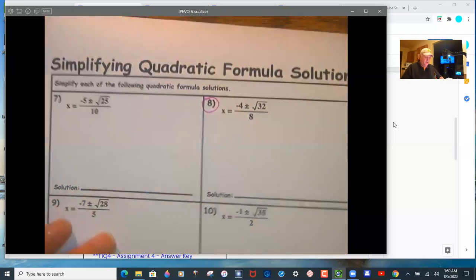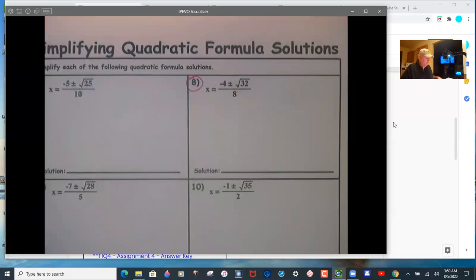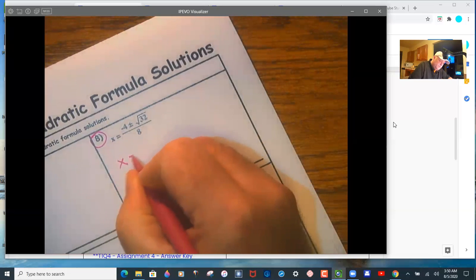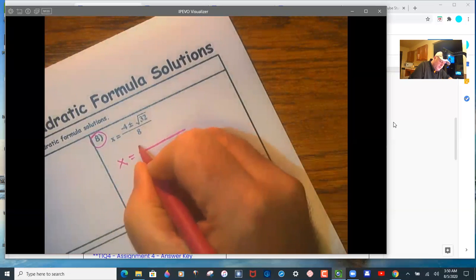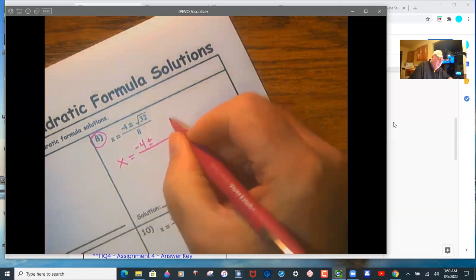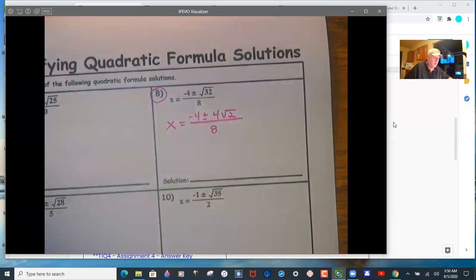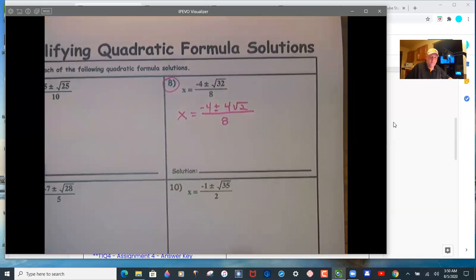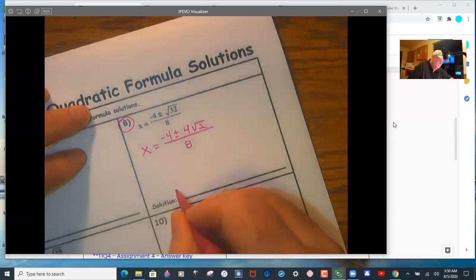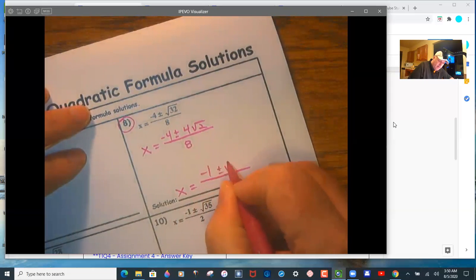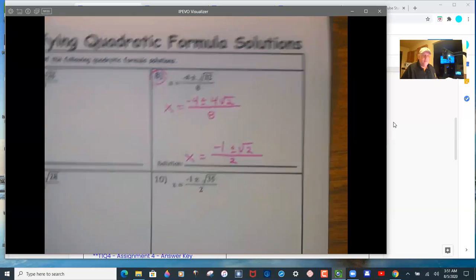Okay, so moving ahead here, number 8. Again, I'm going to try to do ones that have a little bit of a different twist. So we want to look at reducing the square root of 32, which is going to be 4 times the square root of 2. So the largest number that goes into 4, 4, and 8 is 4. So you just divide all of them by that. And there is the result.